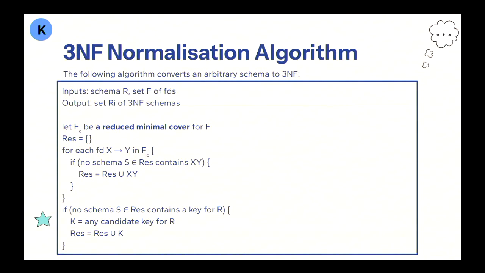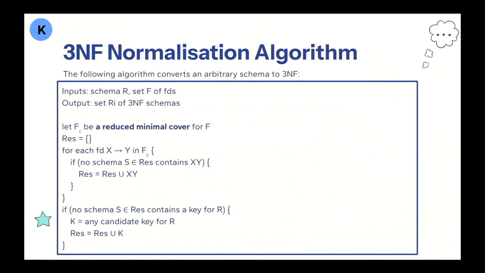And this is the algorithm of third NF. And it looks a bit more complex than BCNF. But the idea is a bit different from doing BCNF. And how we construct the third NF, how we do third NF normalization, requires us to get a minimal cover, a reduced minimal cover, of the original functional dependencies.